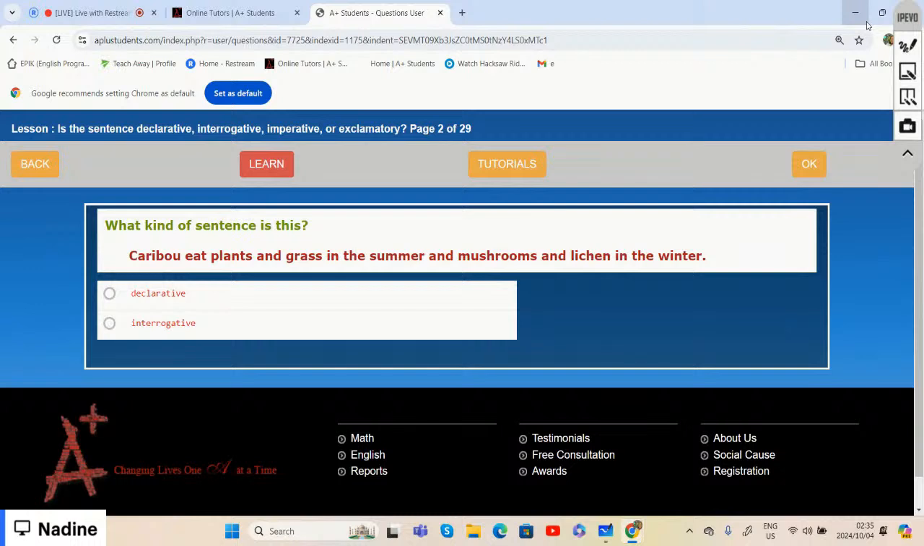All right. It says, what kind of sentence is this? We said caribou eat plants and grass in the summer, and mushrooms and lichen in the winter. We need to say, is that a declarative sentence, option one, or an interrogative sentence? And yes, if we were to choose the correct one, we would say it is a declarative sentence.